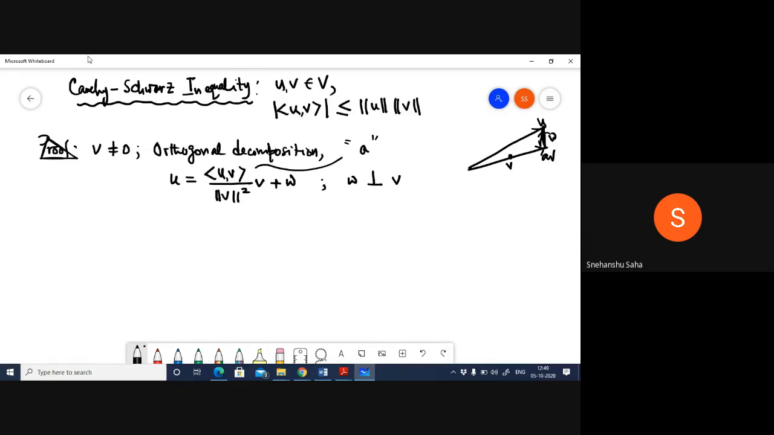Now, since this is orthogonal, this arm is at right angles, so the Pythagoras theorem will hold for this triangle, correct? So by the Pythagorean identity, this is the longest side, the hypotenuse u. Therefore, norm of u squared is nothing but norm of av squared plus norm of w squared.